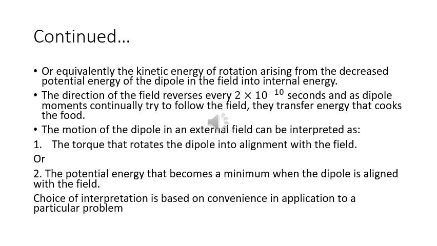The motion of a dipole in an external field then can be interpreted as, number 1, the torque that rotates the dipole into alignment with the field, or number 2, the potential energy that becomes a minimum when the dipole is aligned with the field. The choice of interpretation is based on the convenience in application to a particular problem.